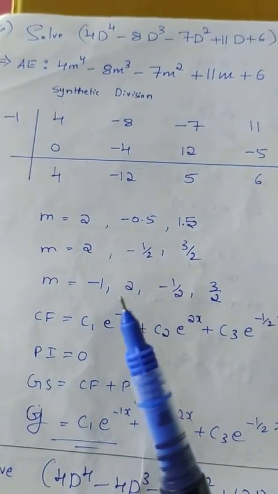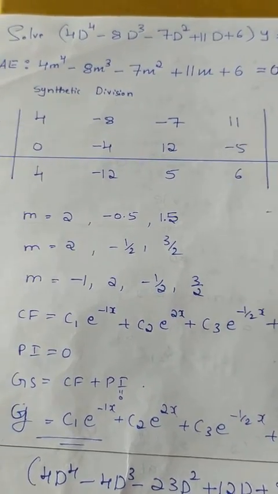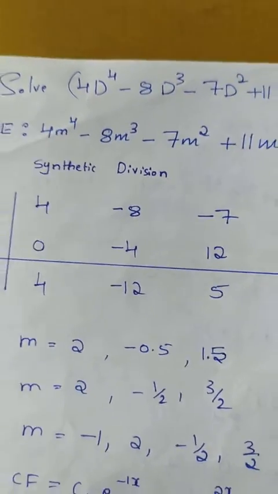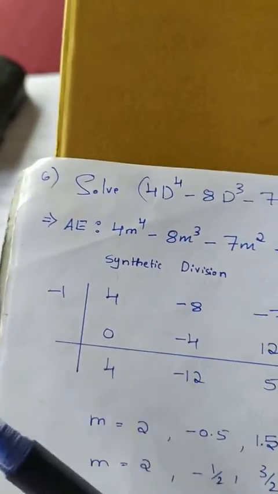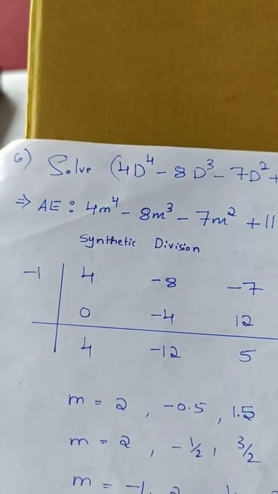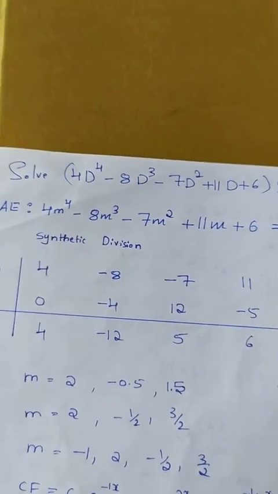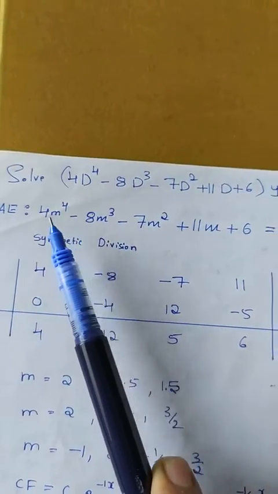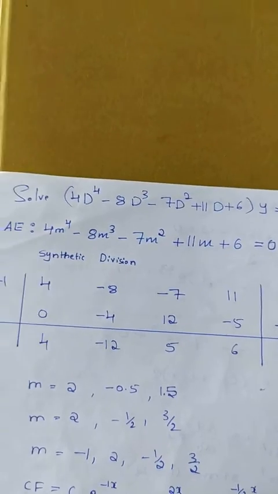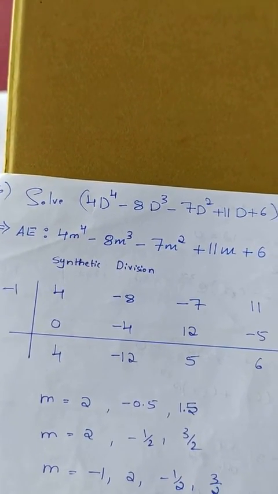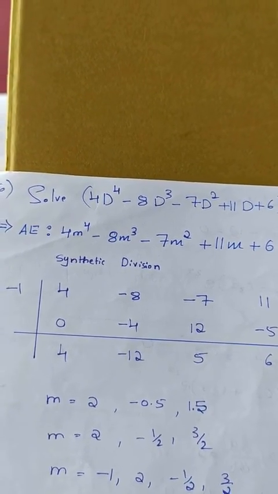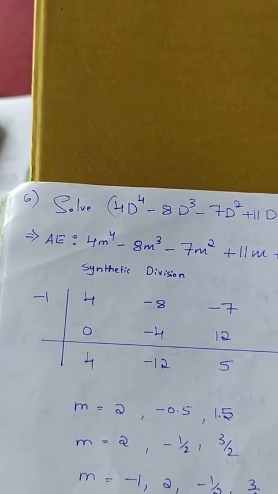In synthetic division method, first we have to reduce the fourth order differential equation into third order. How do you reduce it? In auxiliary equation, by trial and error method, find one root. Trial and error method means put m is equal to 1 first. If 1 satisfies the equation, that means we get 0. 1 is the solution.